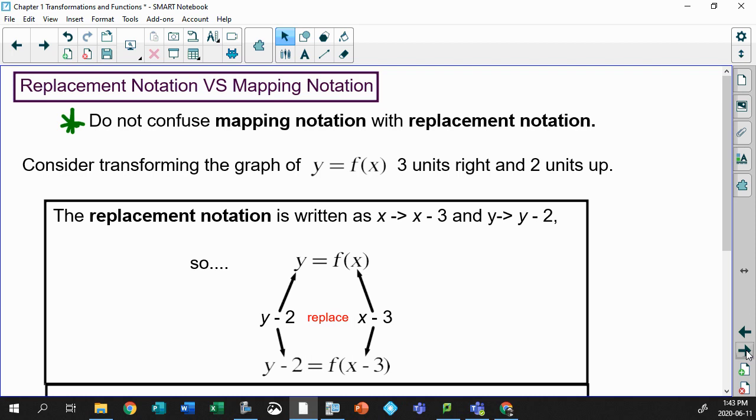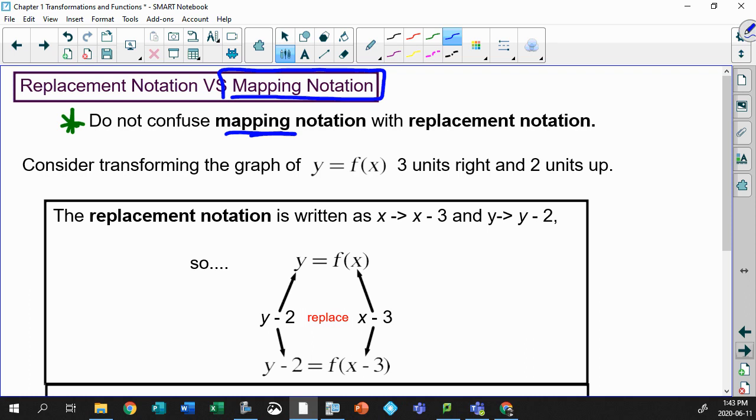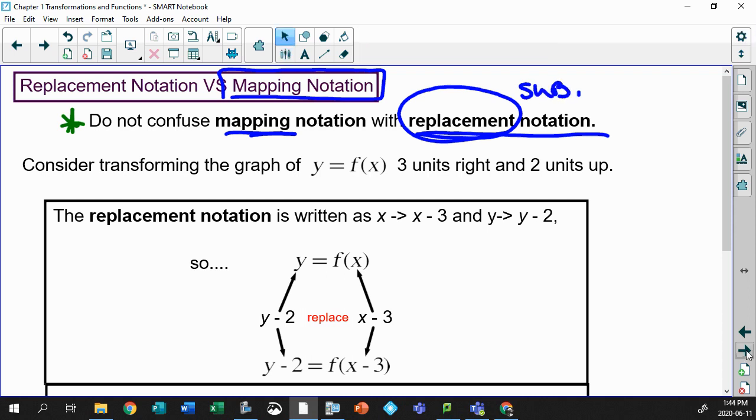So, what does this mean? Replacement notation versus mapping notation. This is the second notation that we're going to look at. It's called mapping notation. Do not confuse mapping notation for replacement notation, because remember, replacement means to replace or substitute. Okay? So, take a look right here.